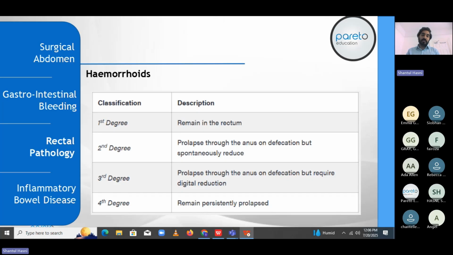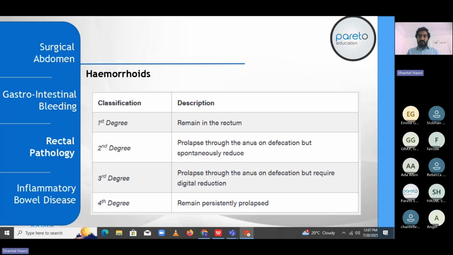First degree: they remain in the rectum. Second degree: they prolapse through the anus on defecation, but they spontaneously resolve. So the patient strains while defecating, and afterwards, when they clean themselves with tissue, they don't see anything. That's grade 2. If they have to manually reduce them, that's grade 3. Mostly grade 3 and grade 4 require surgical intervention. Grade 1 and 2 usually only cause on and off bleeding. You can either leave them or give something for that. But third and fourth degree prolapse are the ones that you have to refer for surgical intervention.